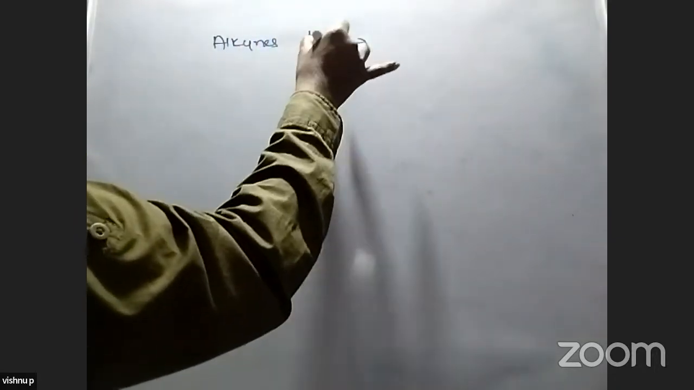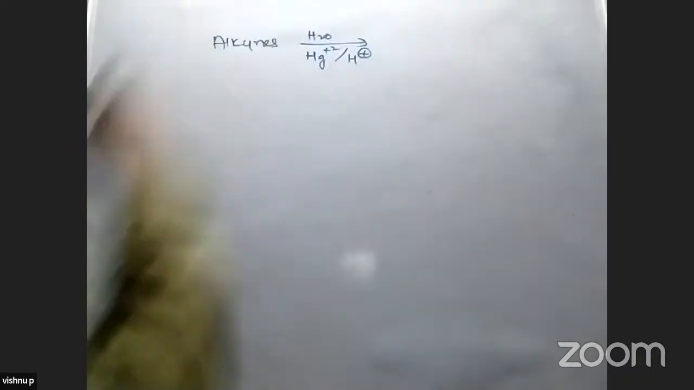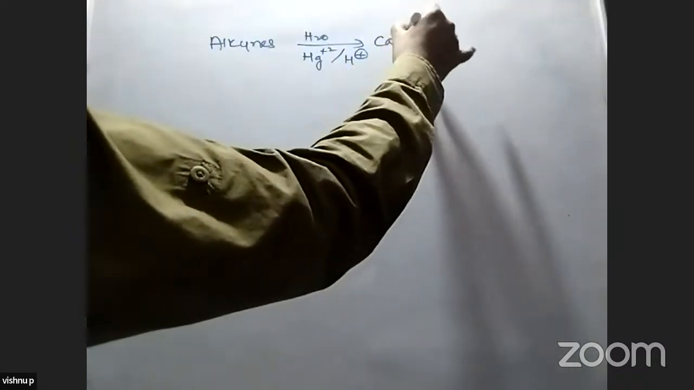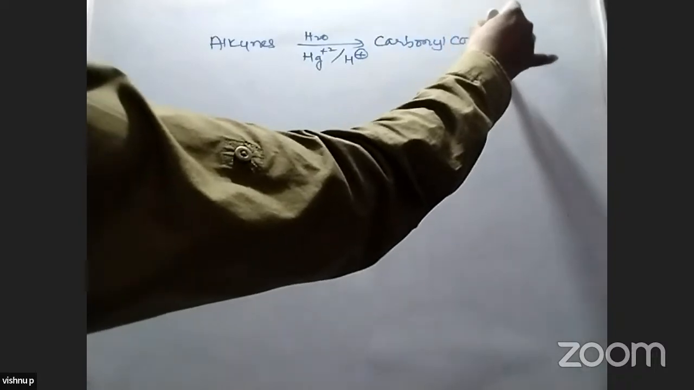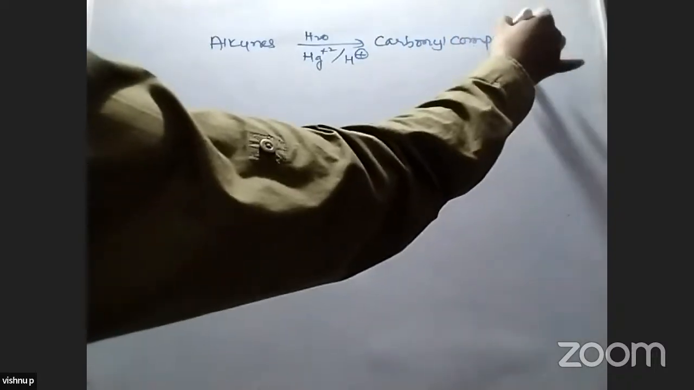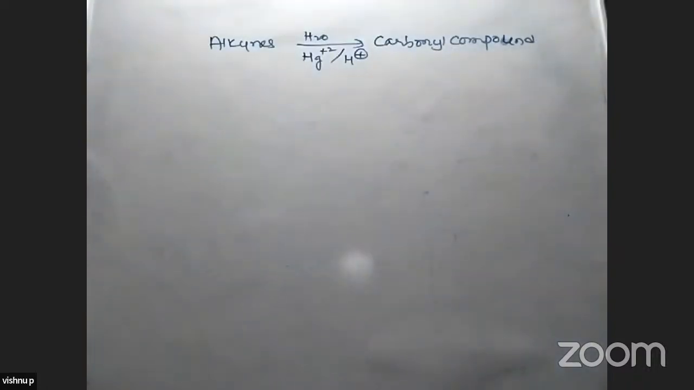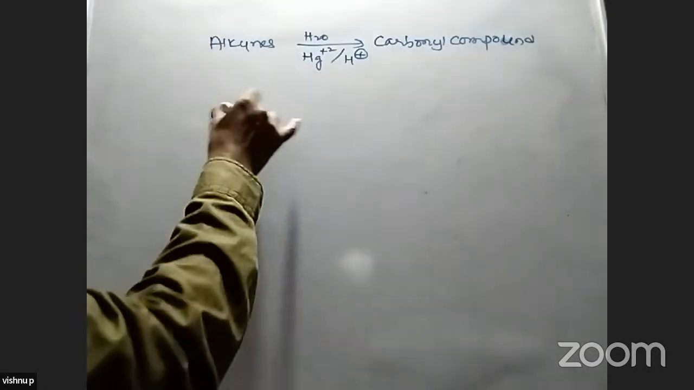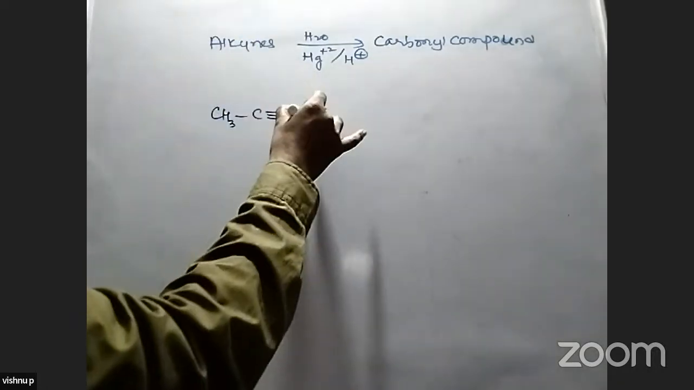The next preparation method is from alkynes. Next preparation is from alkynes. Alkynes react with water in the presence of mercuric salts in acidic medium. So in this case, aldehydes or ketones are formed. Based on the structure of the alkyne, either an aldehyde or a ketone is formed in this reaction. We take an example, CH3C triple bond CH.